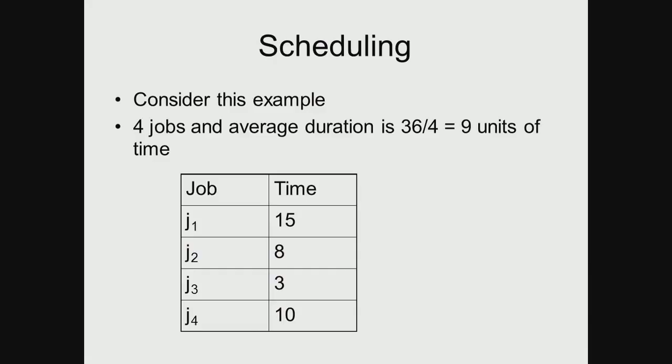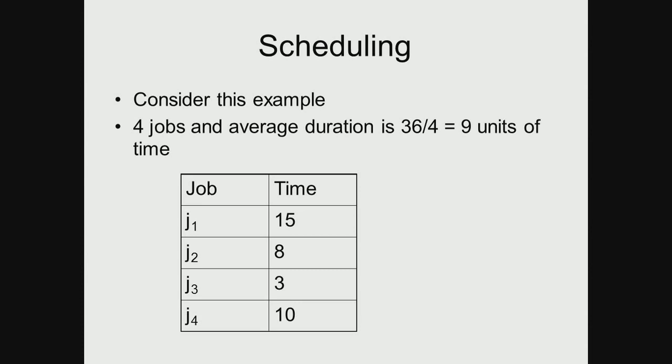Let us do the small example. There are 4 jobs. Job 1 takes 15 units of time, job 2 takes 8 units of time, job 3 takes 3 units of time, job 4 takes 10 units of time. The total duration that the machine will spend executing these jobs clearly is 15 plus 8, 23 units, plus 3, 26, plus 10, 36 units of time. Therefore, the average duration on the machine seems to be 9 units of time.